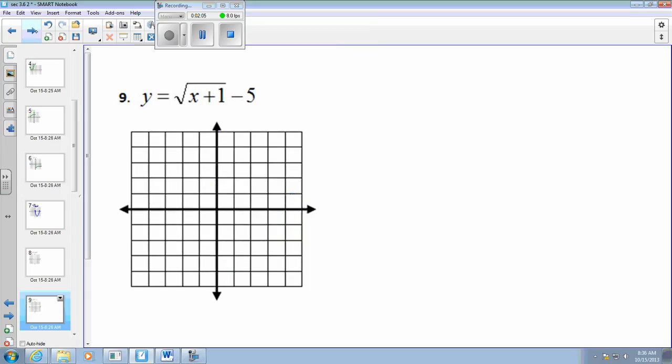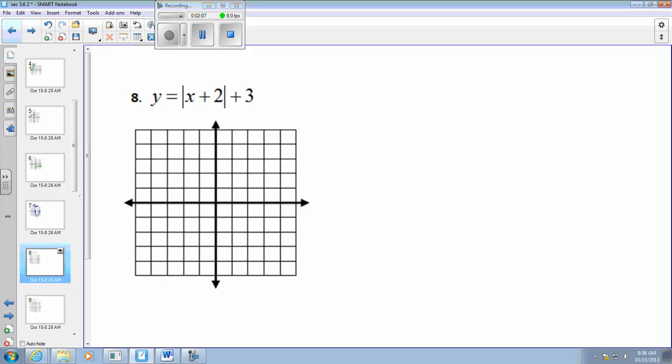Number 8, we have the absolute value. Remember, it's the opposite of this number, so my vertex is at 2, 3. So over 2, up 3. There's my vertex. Get the V shape.